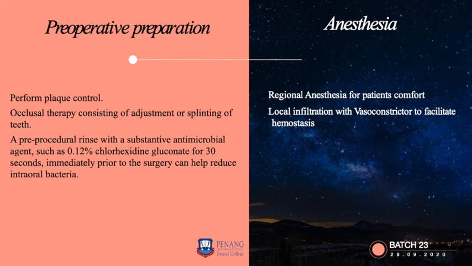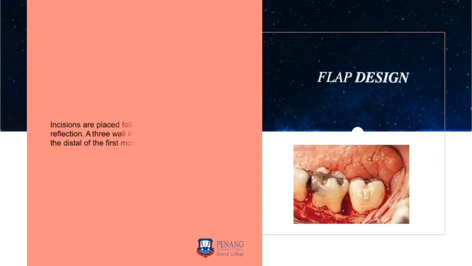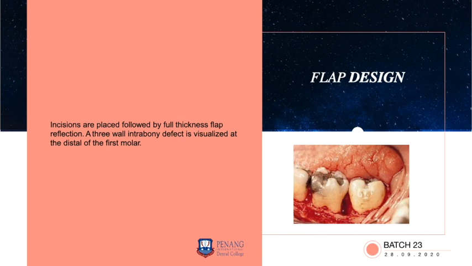You can give local infiltration for vasoconstriction and hemostasis, but not for pain control for patient anesthesia. So better give a regional anesthesia, either an inferior alveolar nerve block or a posterior superior alveolar nerve block. After anesthesia, start with the flap.